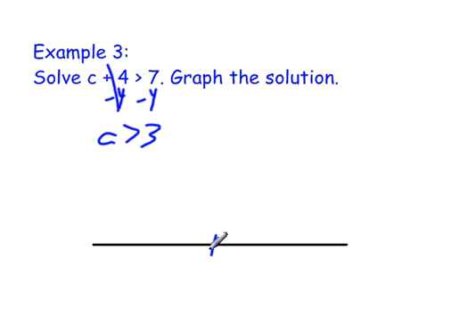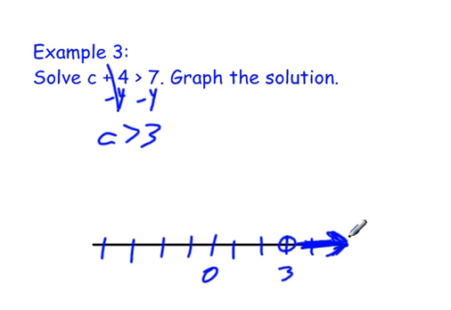I'm going to make myself a number line. We have a couple of numbers going back, some going forward. So 3 is here. It says it is greater than. It doesn't say or equal to, so I'm going to leave an open circle. And it says greater than, so obviously anything greater than 3 would be on this side, so I need my arrow pointing this way. Basically, we have found that anything greater than 3 would work as a solution for C.